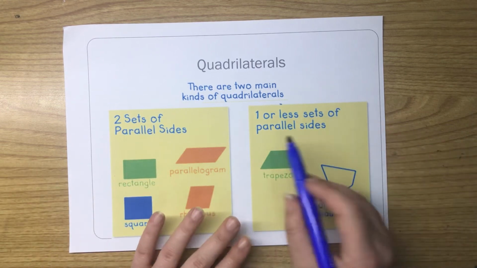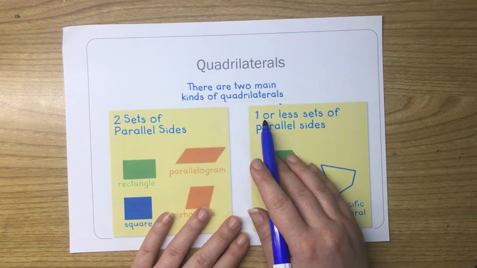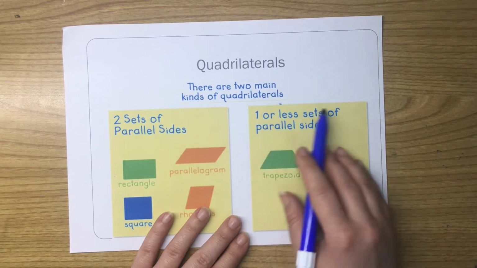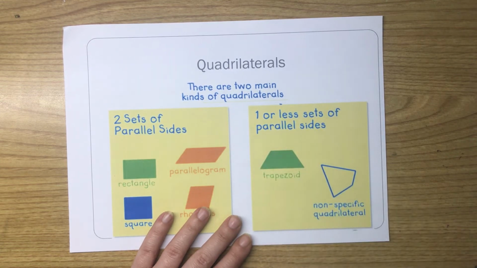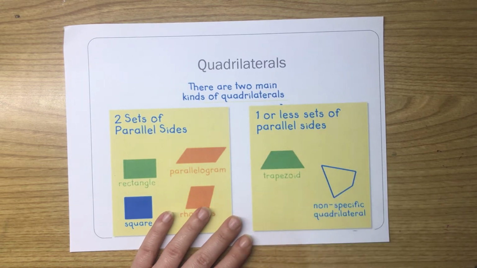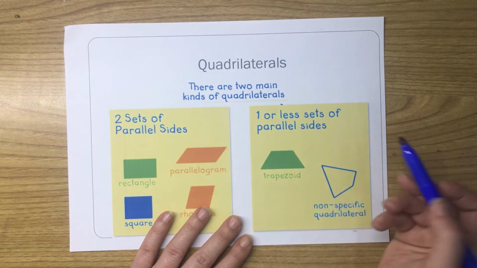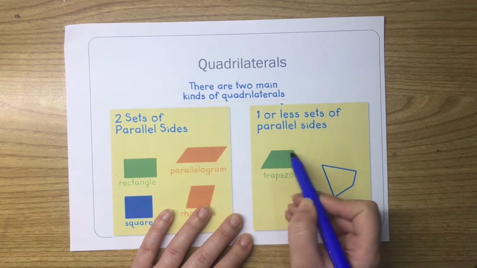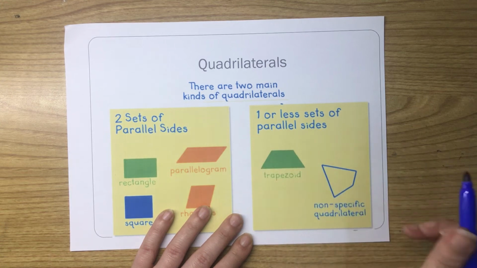The second kind is when they have one parallel opposite side, or fewer, such as the trapezoid. It can be called the trapezium. Both of them are the same shape. So the trapezoid has only one pair of parallel sides. The other two sides are different.